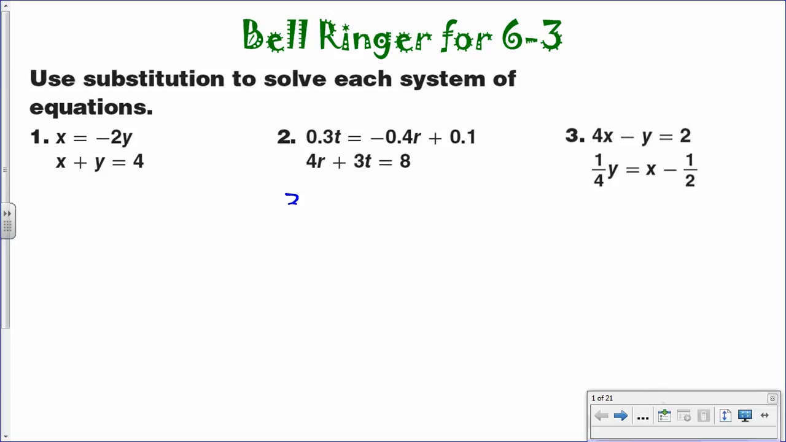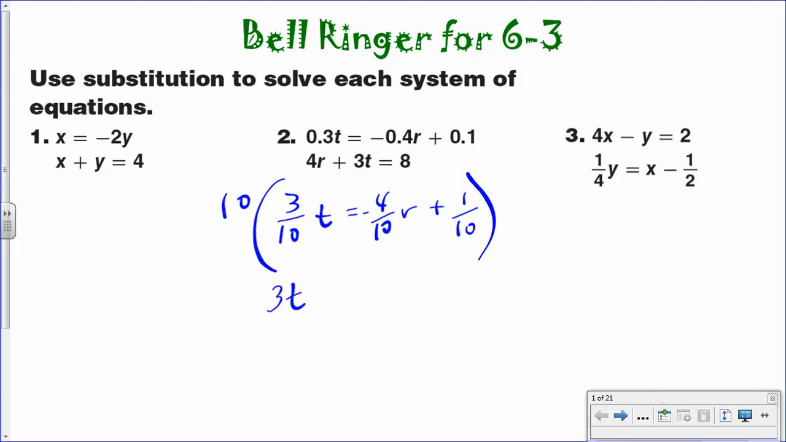3 over what? 10. T equals negative 0.4 R. Oh, sorry. 4 over 10 R plus minus 1 over 10. Could do that, right? Then what would I do next? Multiply the whole thing by what? 10? Okay?